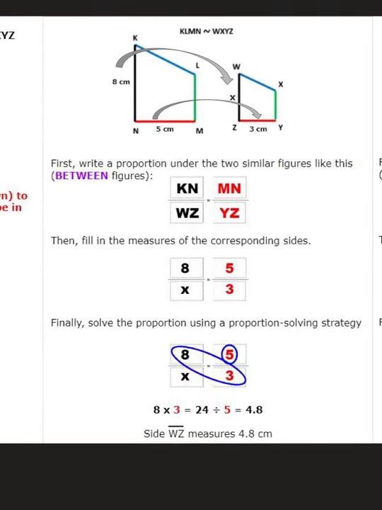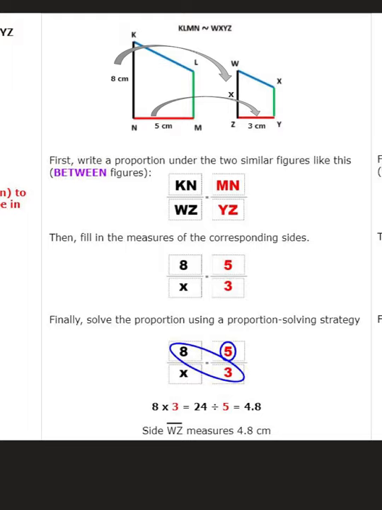Now on those two trapezoids, if I had measurements and I had to find the missing side, the x over here, I can set up a proportion because the corresponding sides are proportional. This example shows it set up between the figures, so I went from the black side of the big figure to the black side of the small figure, the red side of the big figure to the red side of the small figure. So I've got 8 over x, 5 over 3, solve your proportion, cross multiply, 8 times 3, 24, divided by 5, you get 4.8.